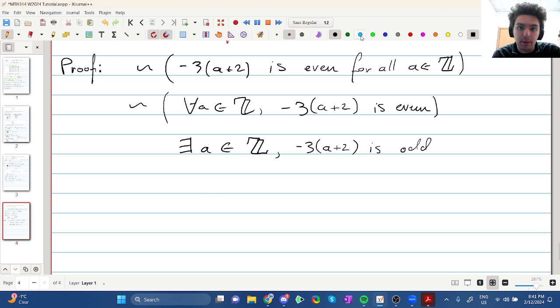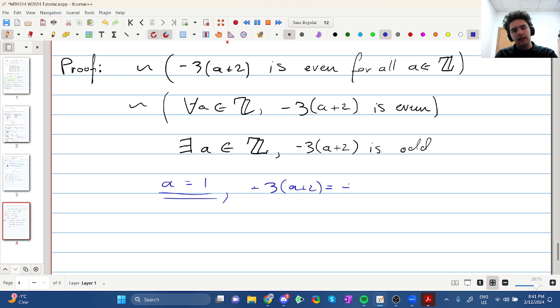And I will prove the statement by instantiation, by just giving you an example. A equals 1. There. And now it's proved. A equals 1: negative 3 times 1 plus 2 equals negative 1.